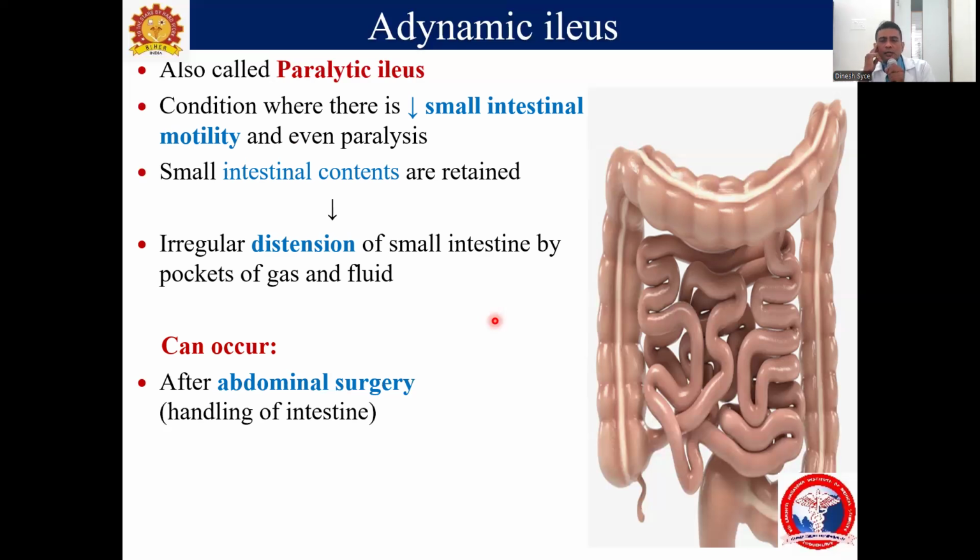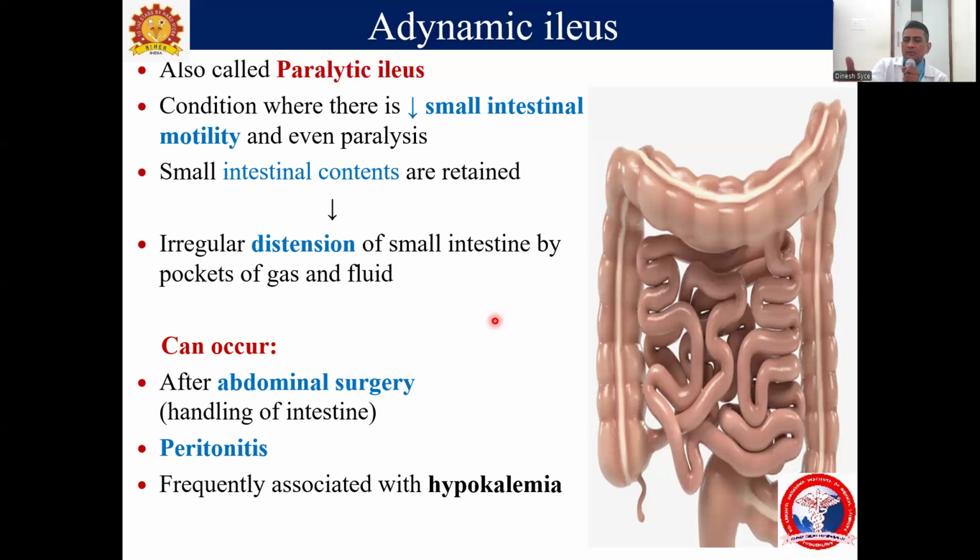Another situation where paralytic ileus can occur is peritonitis. So what's peritonitis? We know the peritoneum, the lining of the abdominal cavity. Peritonitis is an inflammation of this peritoneum, right? And for some reason, it's very often seen that paralytic ileus is associated with hypokalemia. Hypokalemia means decreased potassium level in the blood.